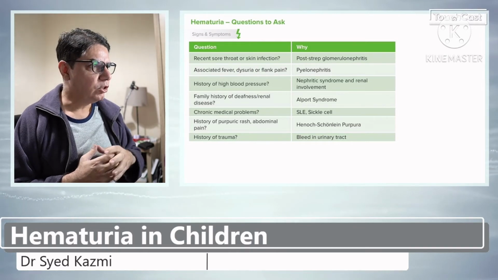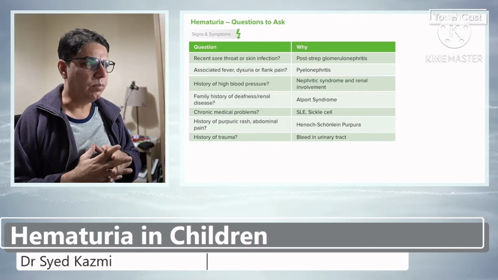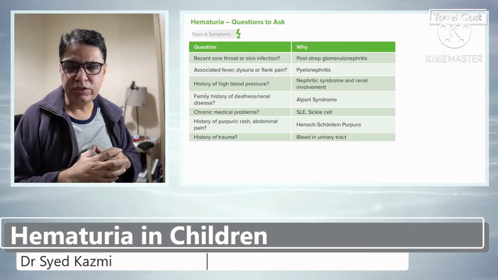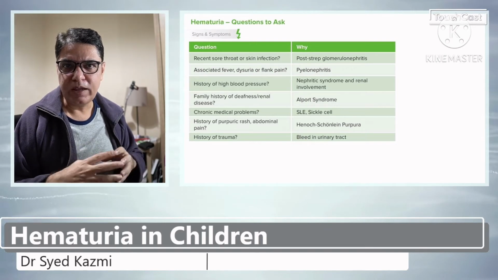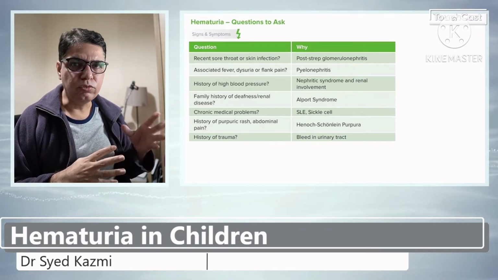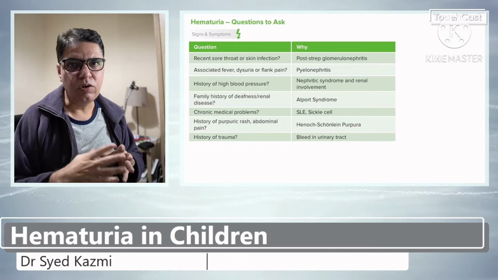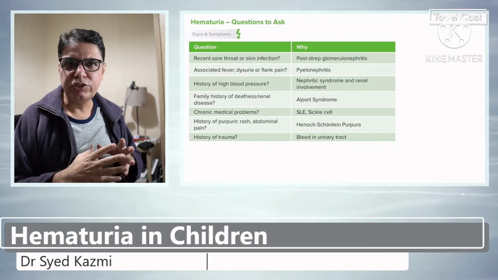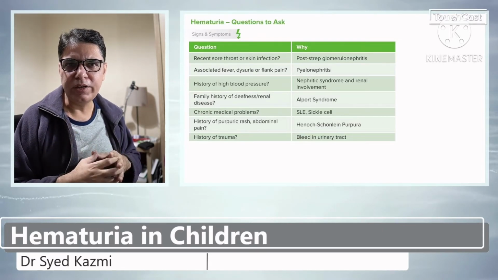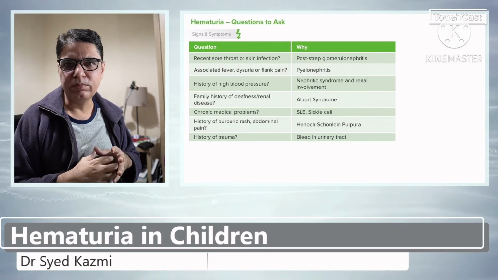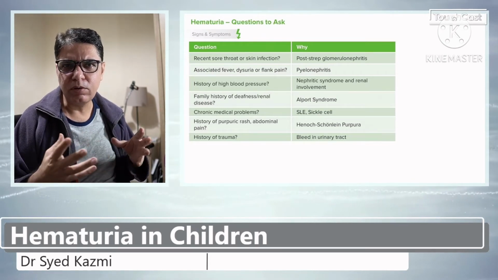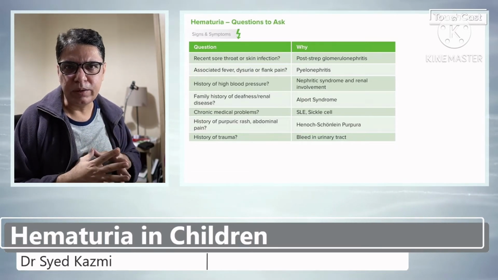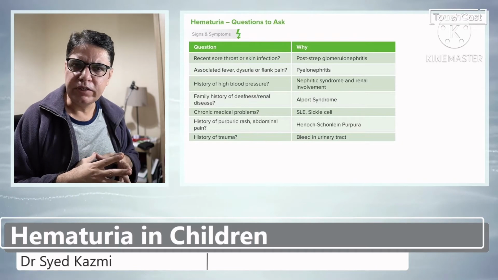You should also take a history of purpuric rash and abdominal pain, and especially look for a rash on the lower extremities, because if a palpable non-blanching rash is present, it goes in favor of Henoch-Schönlein purpura, or HSP as we call it. And always ask about a history of trauma, because certain children who fall from a height or are involved in, let's say, a road traffic accident or any other trauma causing blunt trauma to the back can present with hematuria because of the blunt injury to the kidneys.